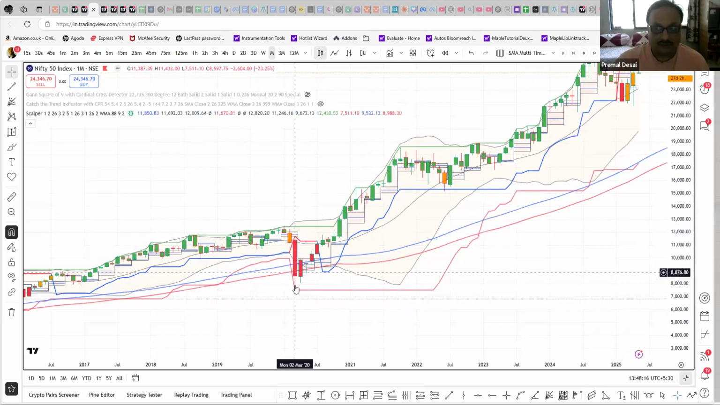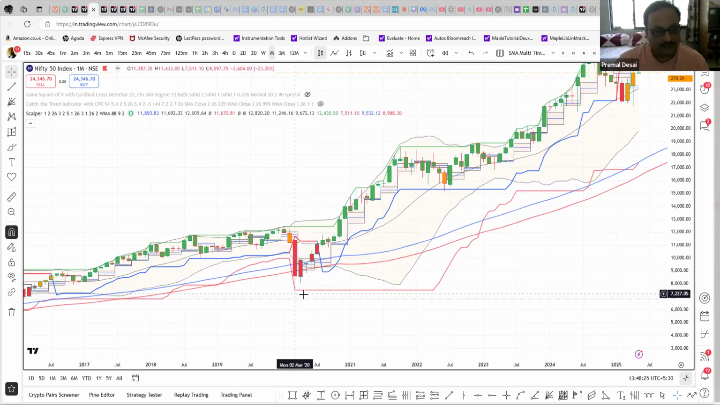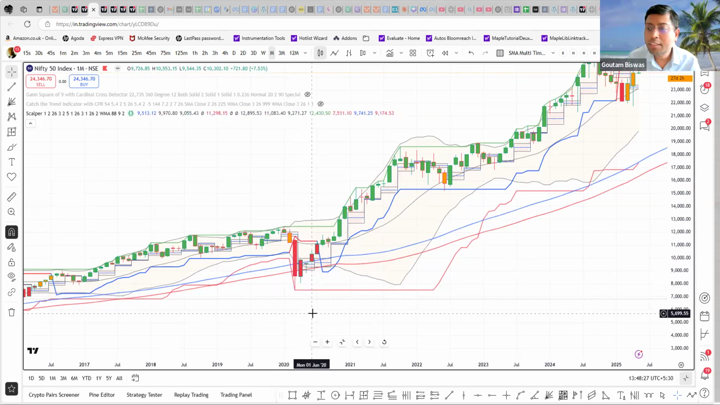Now see, here the candle became red, right? The candle became red because it came below the super trend, and all that. But did any candle close below this signal candle?